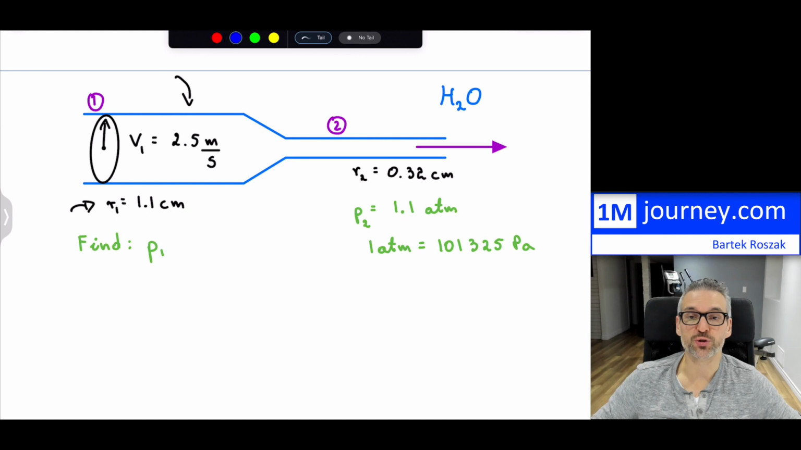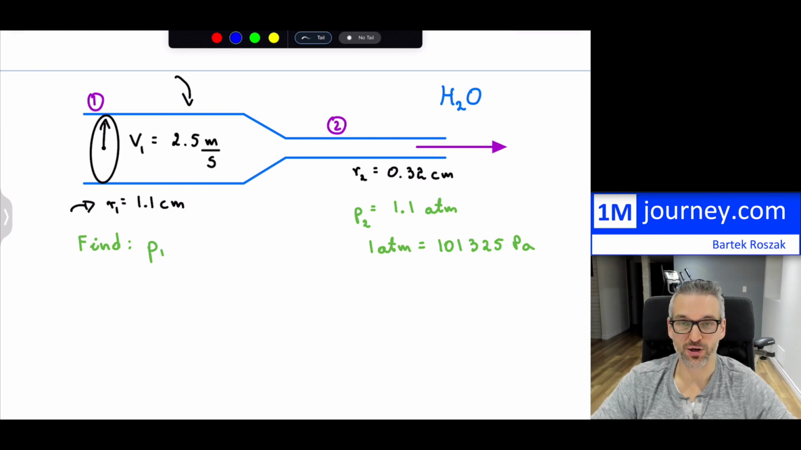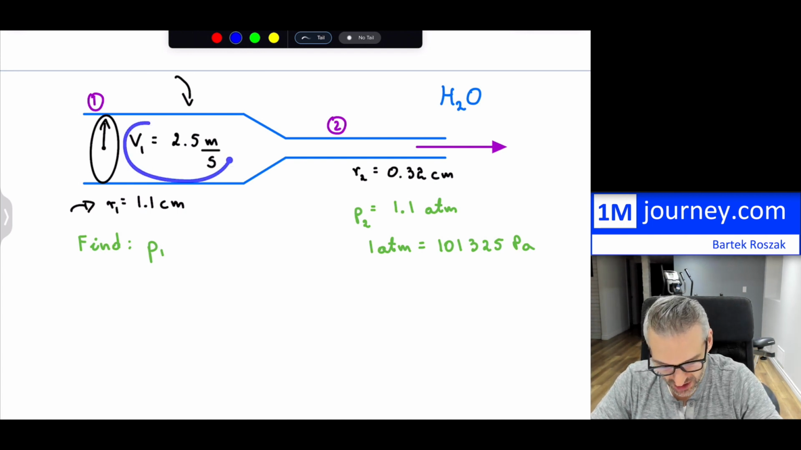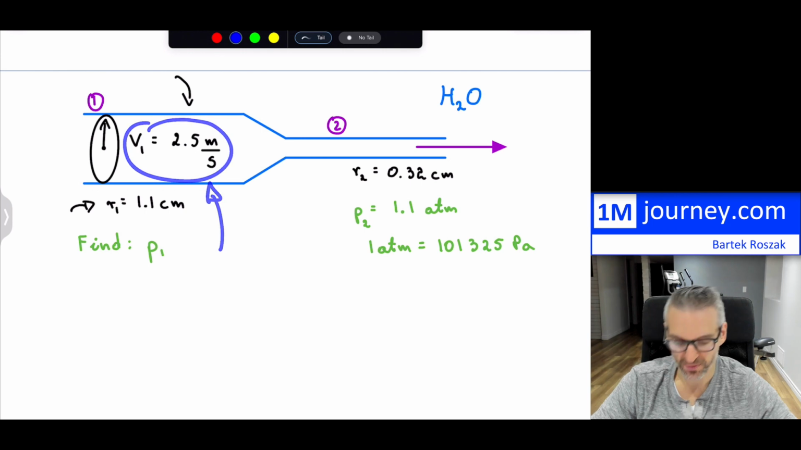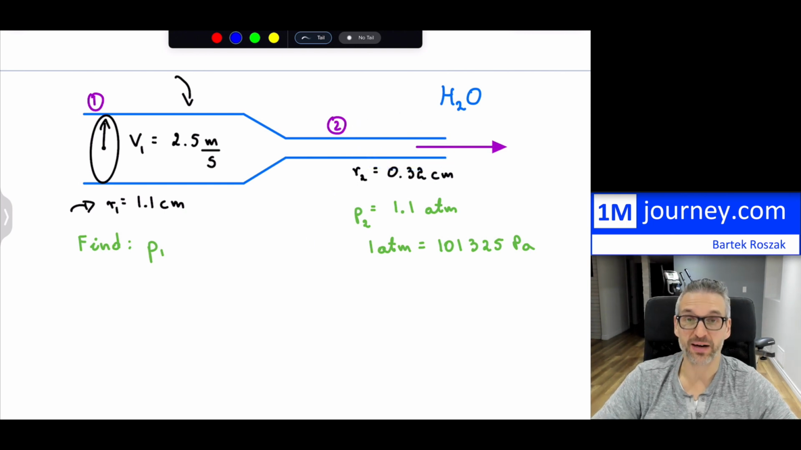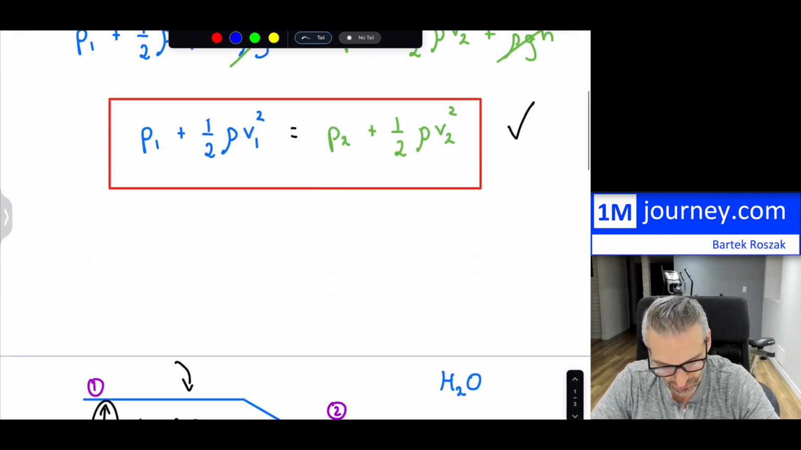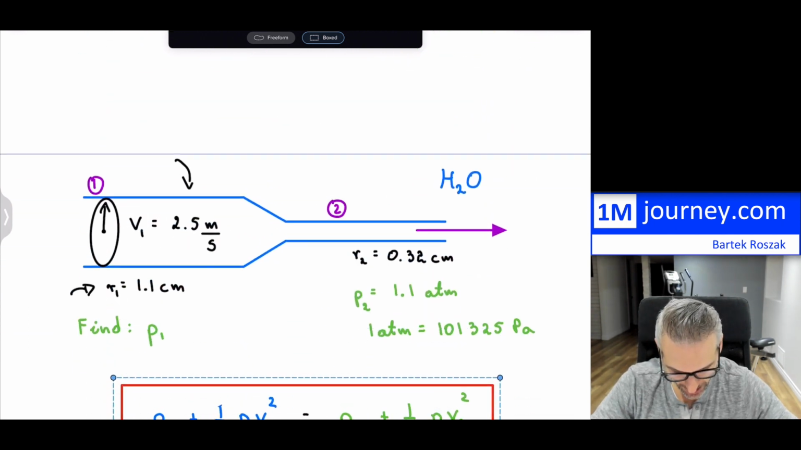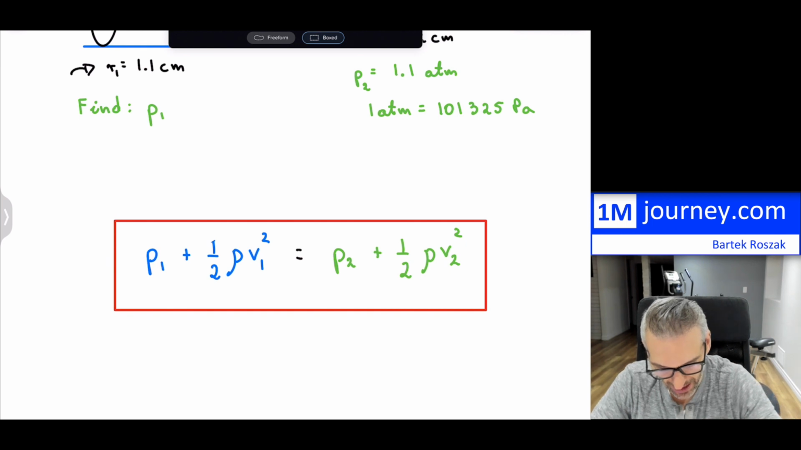Now, what do we know without doing any calculations at all? Well, number one, the speed in here, which is 2.5 meters per second, in comparison to the speed in here, this speed is going to be much faster because of the narrowing. So that's what we know. Let's find that particular speed, because if we want to use Bernoulli's principle, we're going to have to find all of these different items.